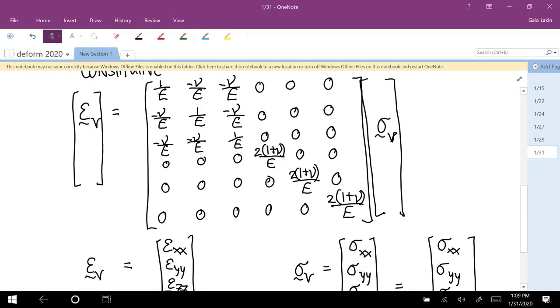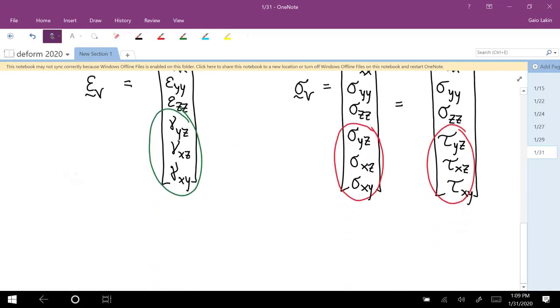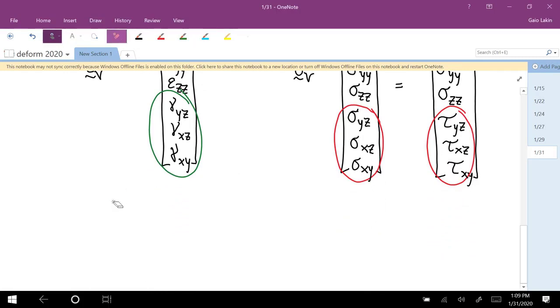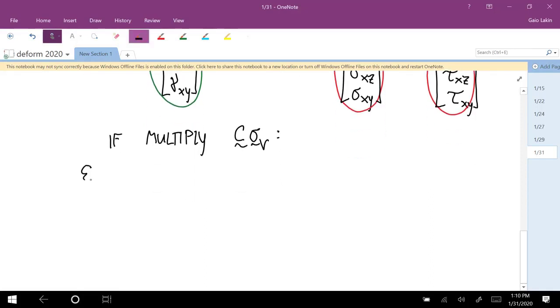Well, what does this mean if you multiply this matrix out? So if you multiply the compliance matrix to the Voigt stress, these are the relationships you get. Exx is equal to 1 over E times sigma xx minus nu over E times sigma yy minus nu over E times sigma zz, and nothing else.